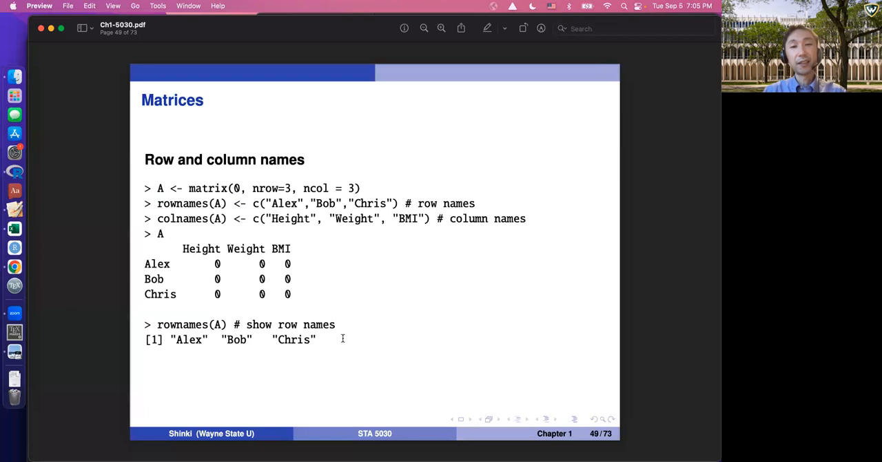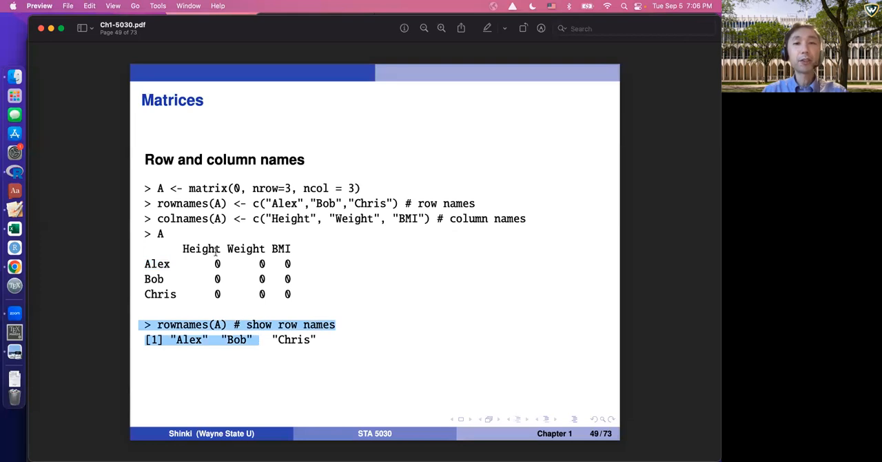So later we study how to code more complicated commands. For example, if we want to extract Alex's weight, then we can refer to these names to see which rows have information for Alex. So sometimes these kinds of names are useful for coding. Of course, it's good for reading the data, but it can also be used for coding.